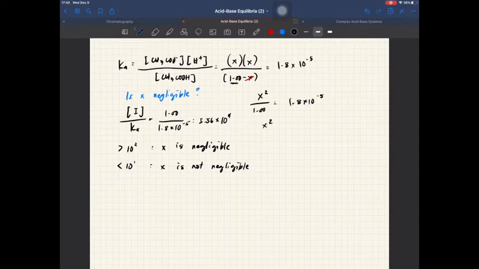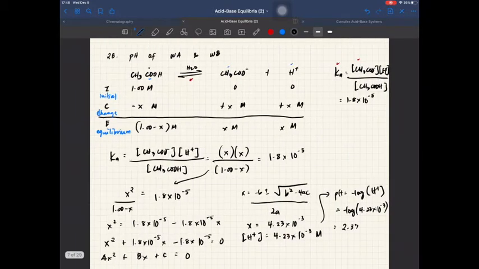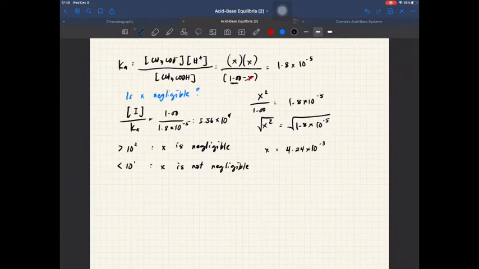Okay, therefore, we can calculate the value of x by taking the square root of the Ka value. So we can calculate the value of x, and that is 4.24 times 10 to the negative 3. Previously, we had 4.23 times 10 to the negative 3, so it does not affect the calculation that much. Therefore, the concentration of hydrogen ion in this context is 4.24 times 10 to the negative 3 molar.